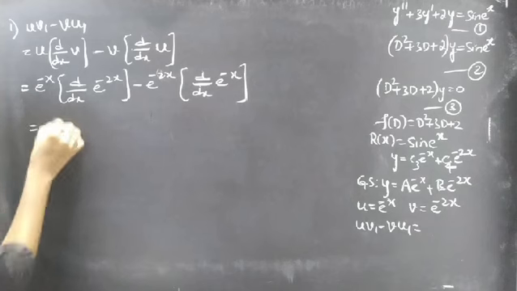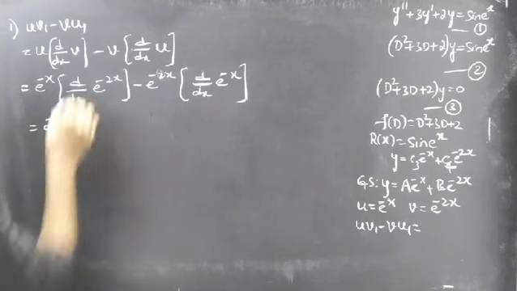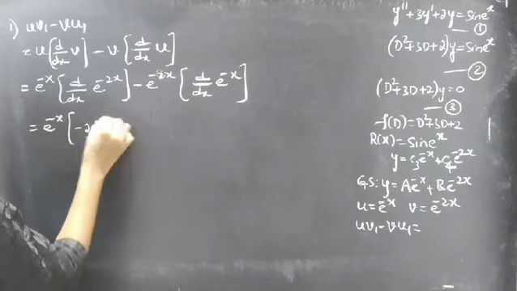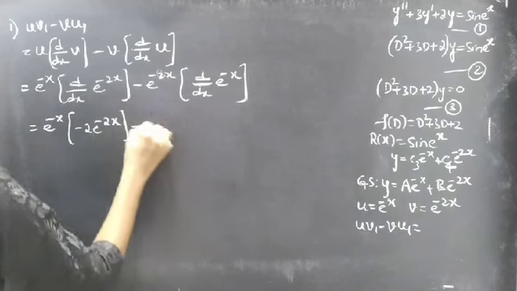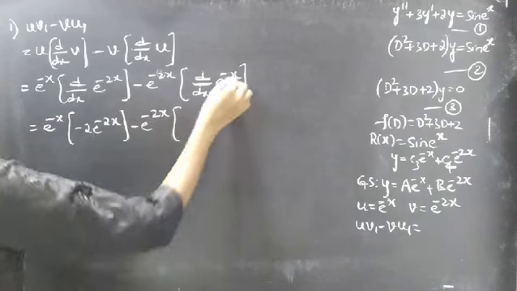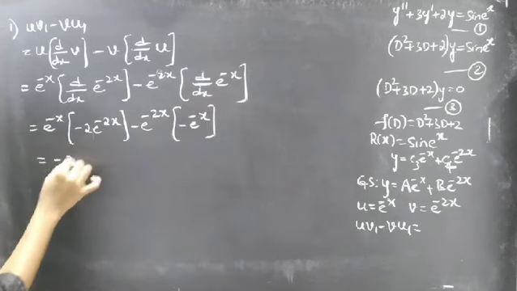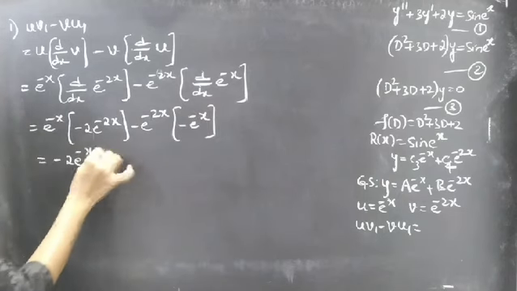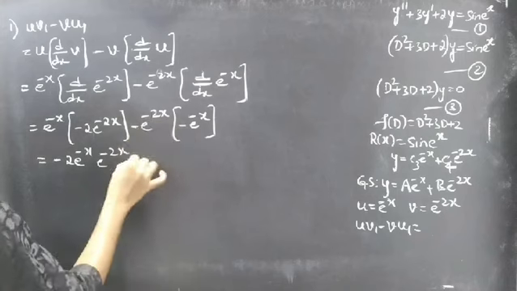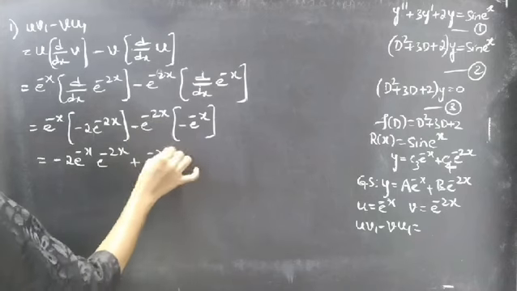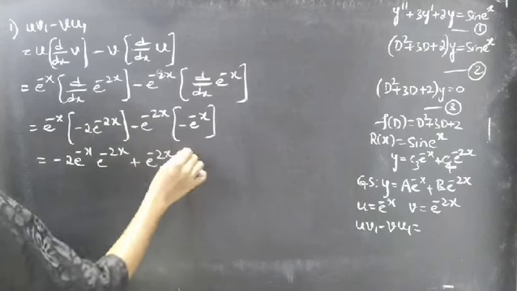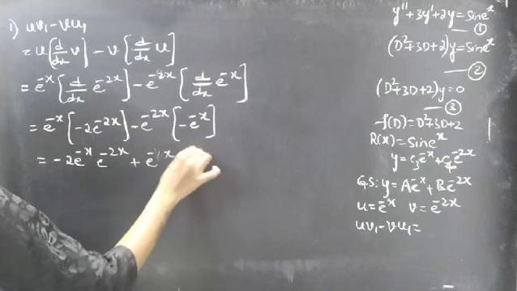This gives us e power minus x into the derivative of e power minus 2x with respect to x, which is minus 2 e power minus 2x, minus e power minus 2x into the derivative of e power minus x with respect to x, which is minus e power minus x. This is equal to minus 2 e power minus x e power minus 2x, plus e power minus 2x into e power minus x, or e power minus x into e power minus 2x.